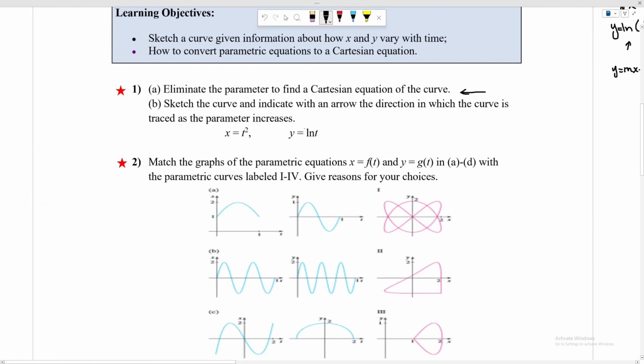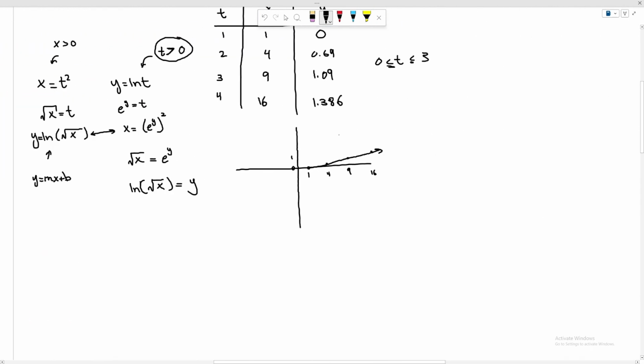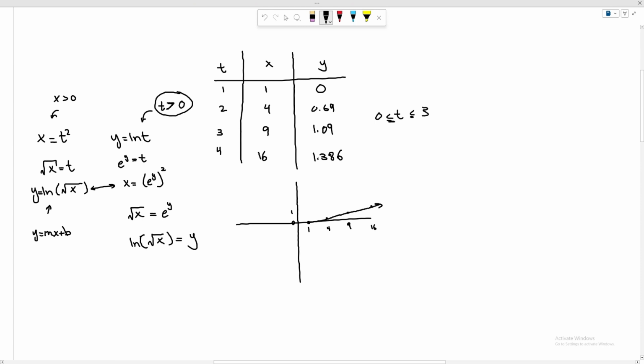So here it's asking, sketch the curve and indicate with an arrow the direction in which the curve is traced. So it doesn't say where it starts, but you guys get the point. And so that is solution number 1.